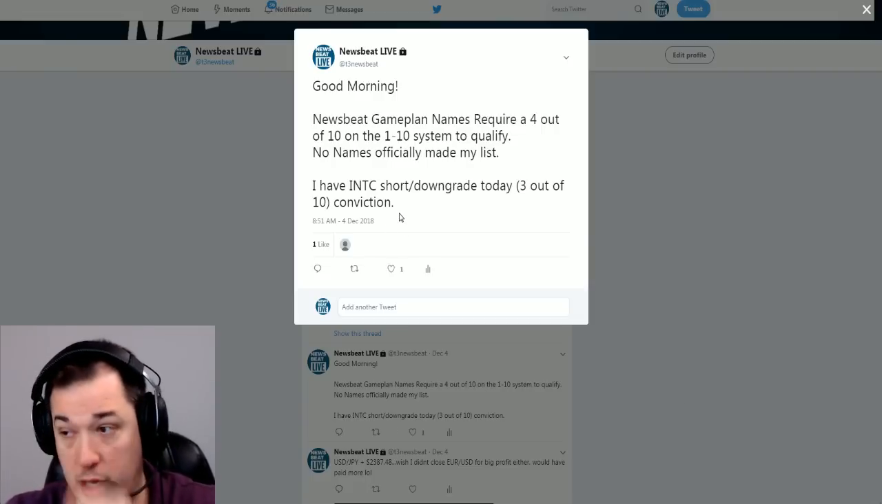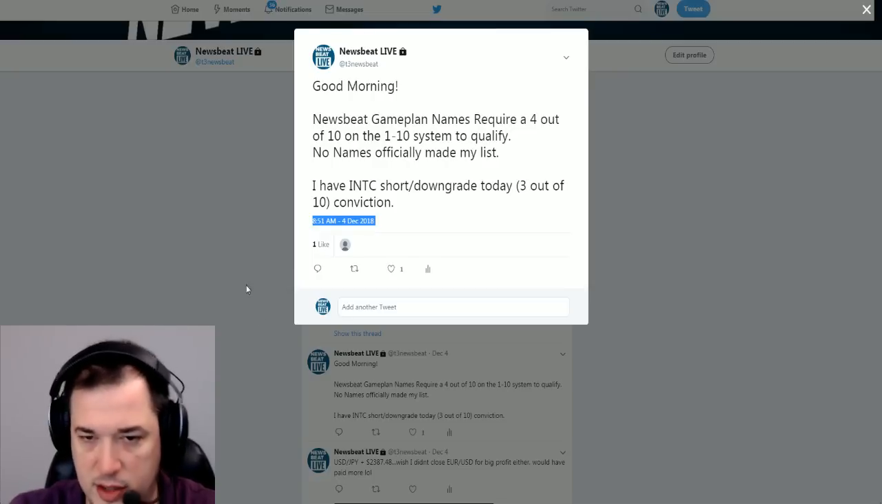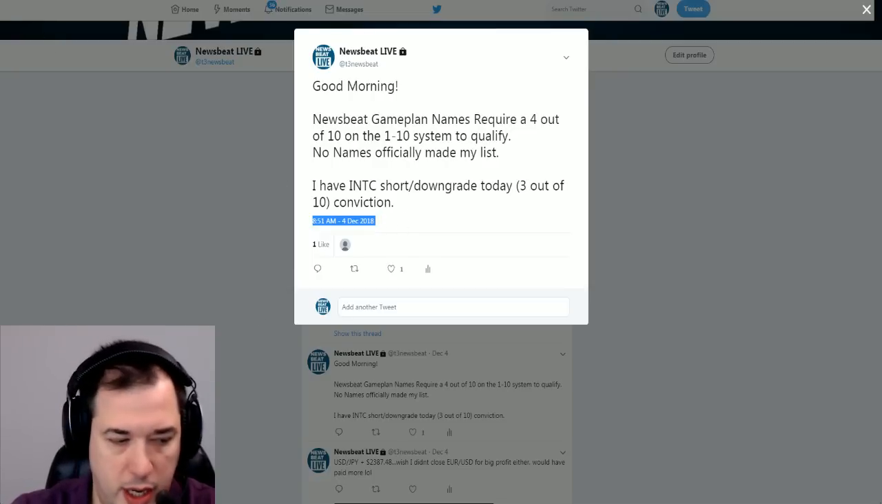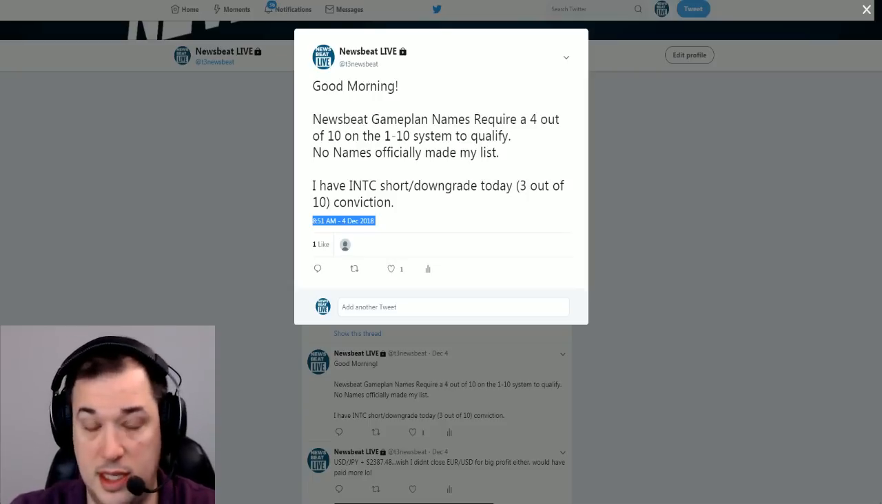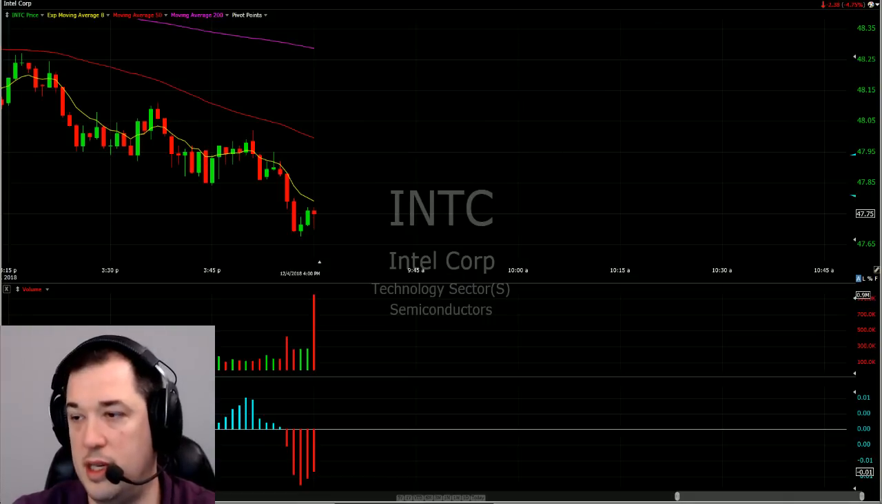So Intel Short was the name, and again, 8:51 a.m. Eastern Standard Time. I don't know if you can read it there. It was the one we were watching yesterday on the one and done. And I'm using this as an example from yesterday. If it failed yesterday, which it didn't, I would still use it as an example. So let's see what Intel did yesterday.